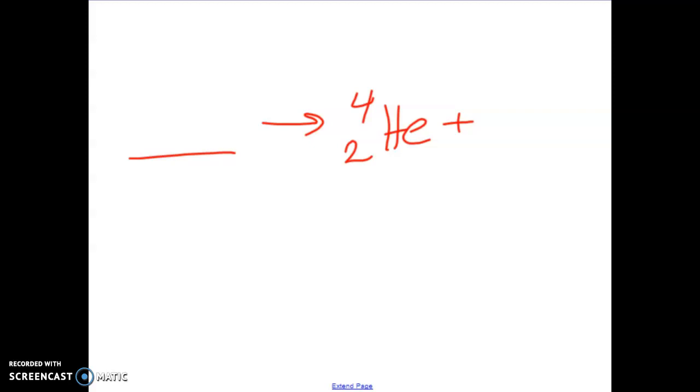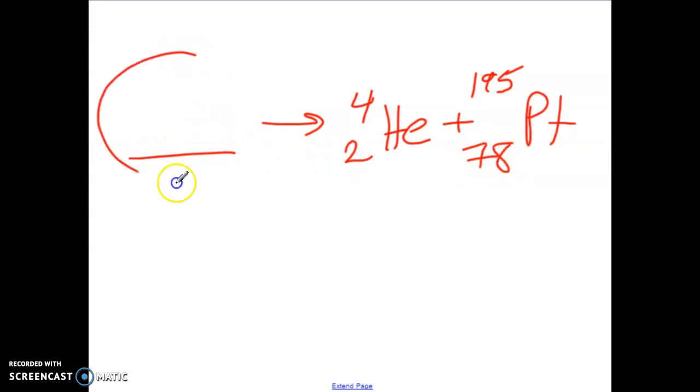Okay, so let's say we had platinum, 78 and 195. Okay, so let's say our products were this. So the resulting particle has 195 as the mass, 78 as being the number of protons.